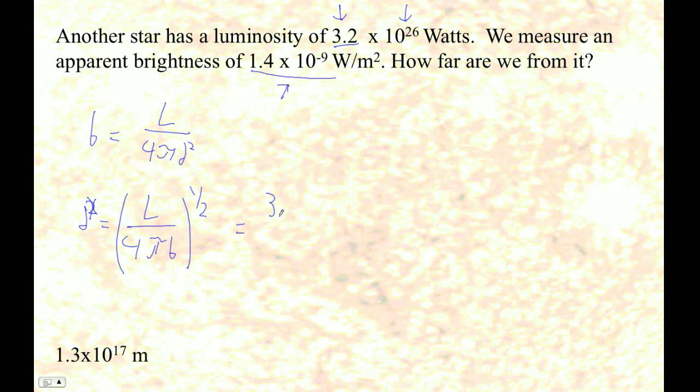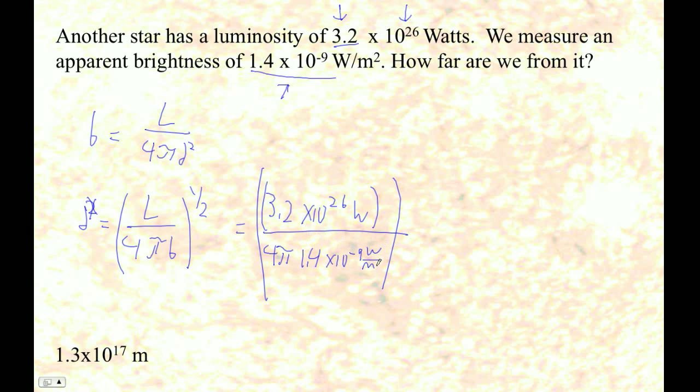So let's see, 3.2 times 10 to the 26th watts, divided by 4 times pi times 1.4 times 10 to the minus 9th watts per square meter. Will that be meters? It will be, because watts will cancel watts, and we'll have 1 over meters squared. The world will be a good place.